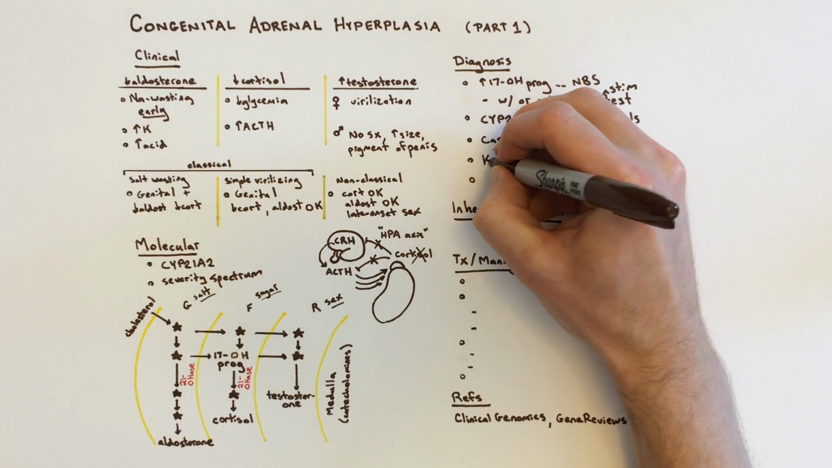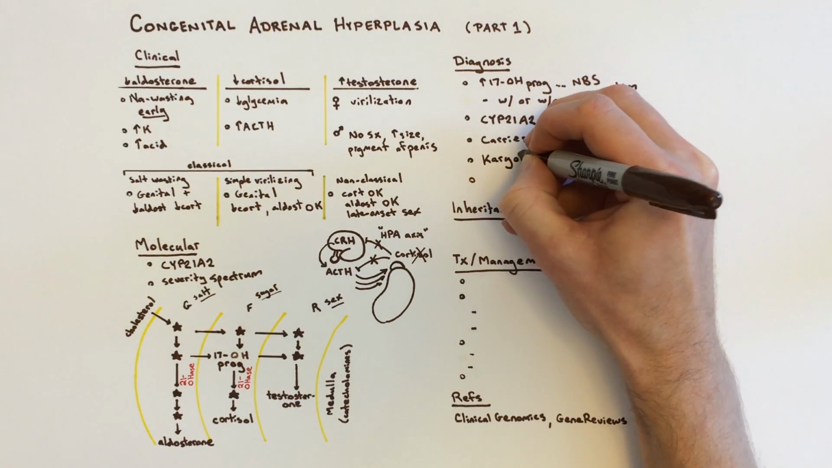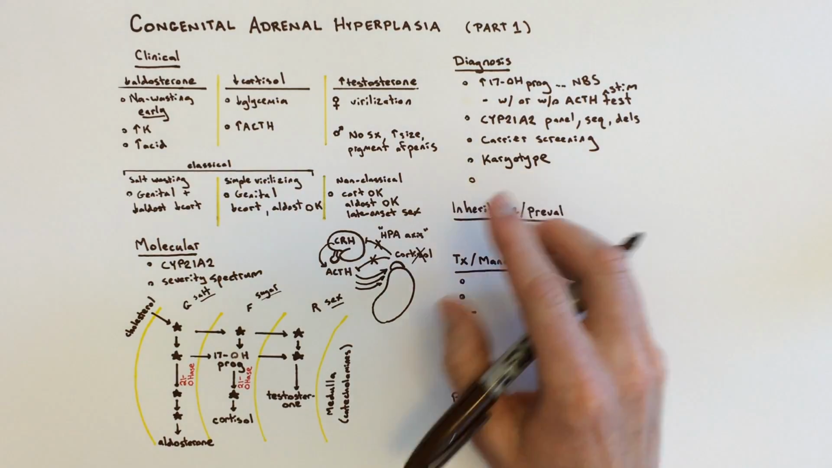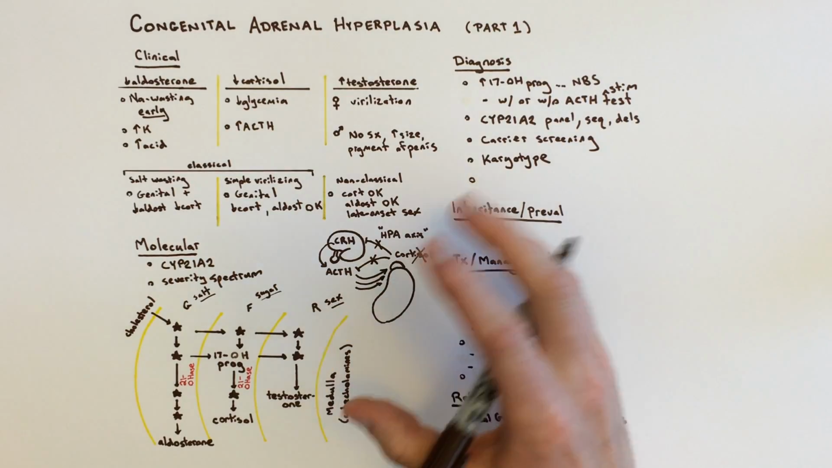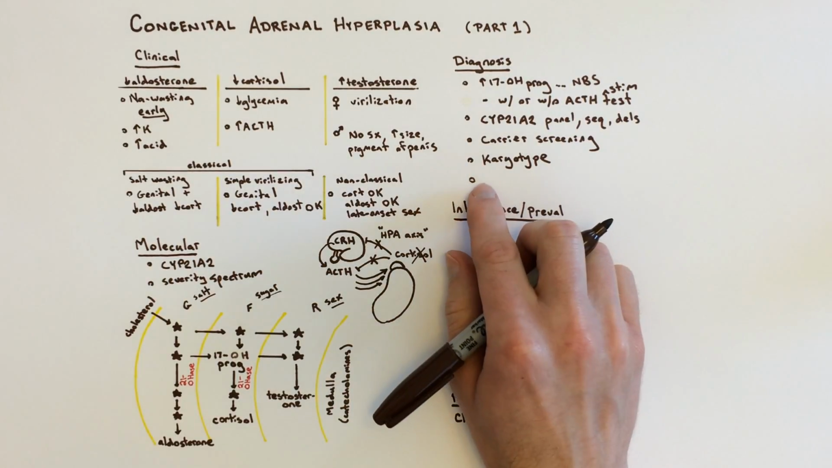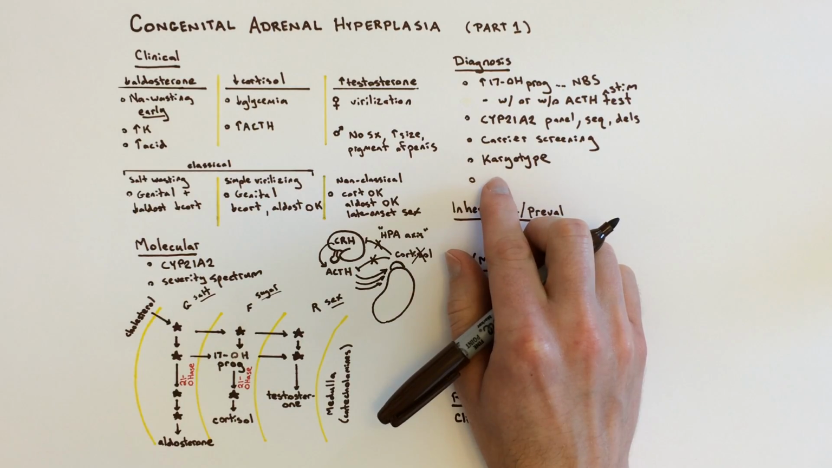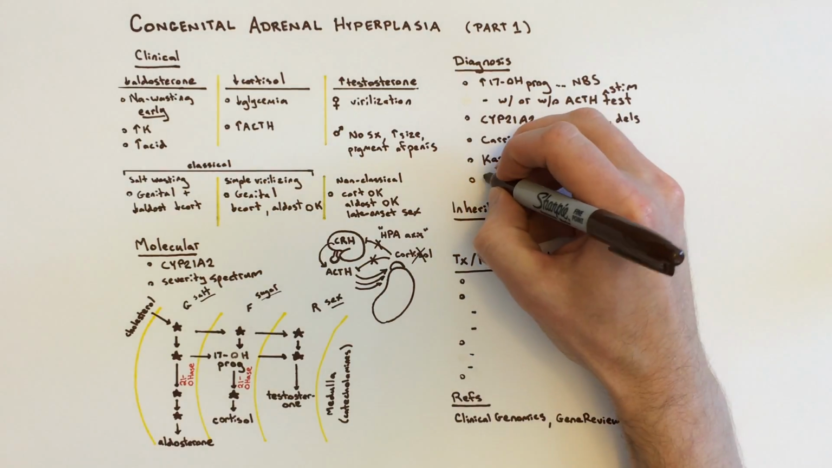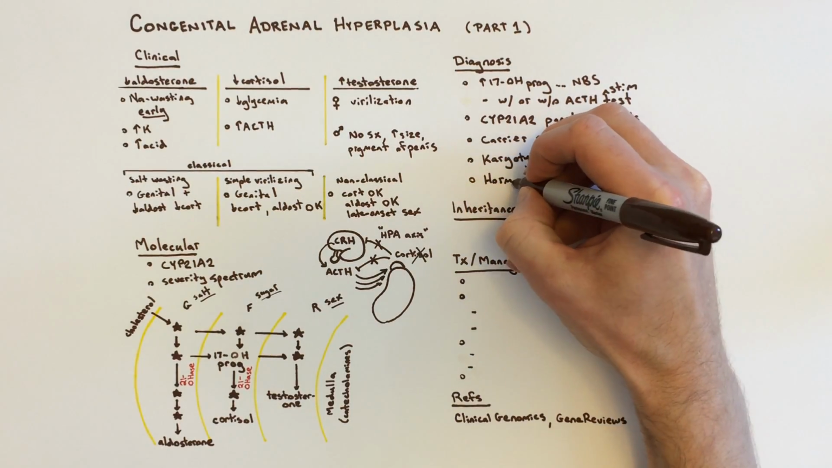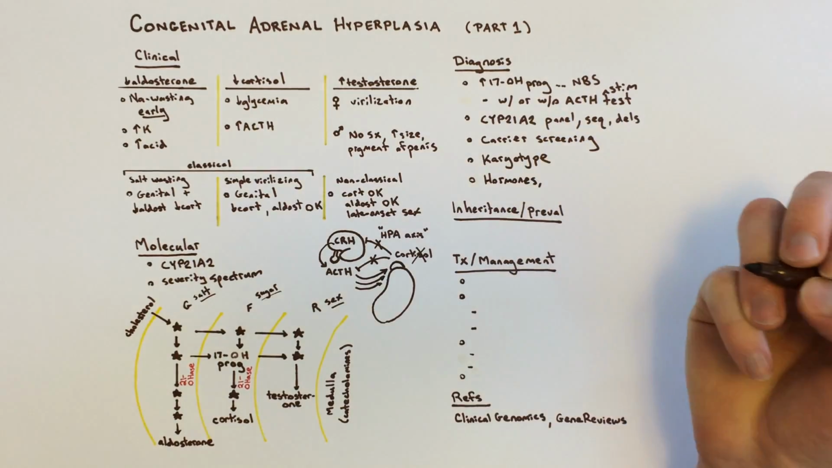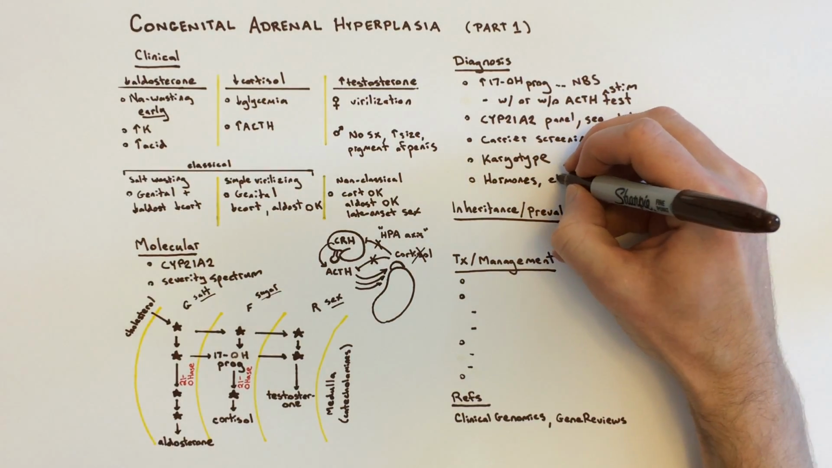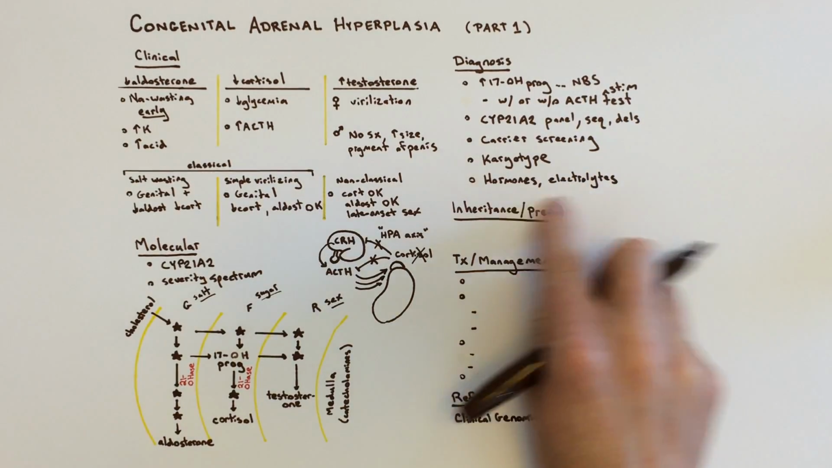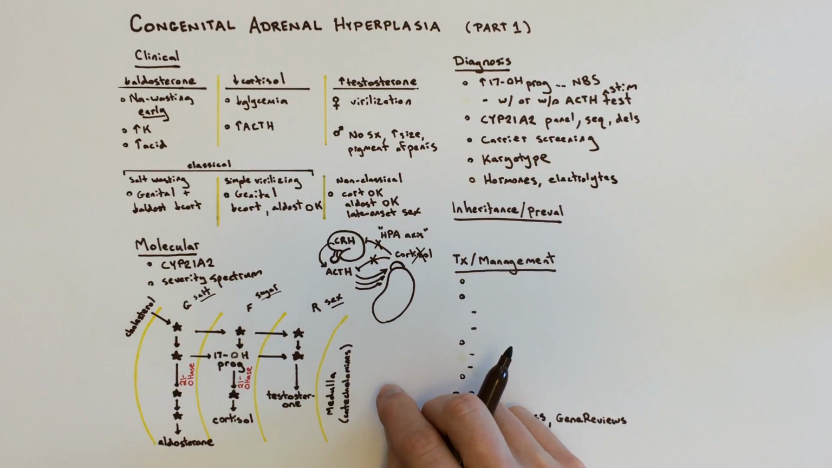Next thing that you'd want to do in any case of ambiguous genitalia, you need to get a karyotype. Is this a 46XY, 46XX, or something else? And to see how that karyotypic sex correlates with what you see on your exam. And the final thing is that you can get levels of other hormones like ACTH. You could get electrolytes, etc. So just other laboratory tests to help you confirm the diagnosis.